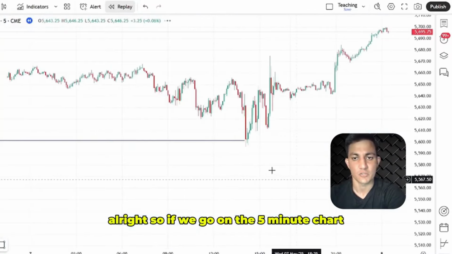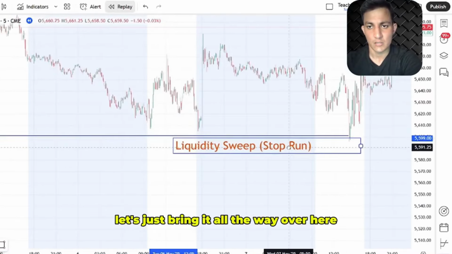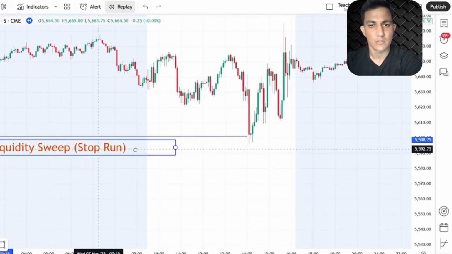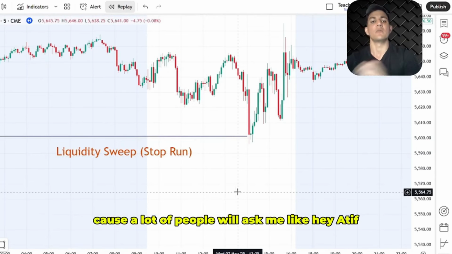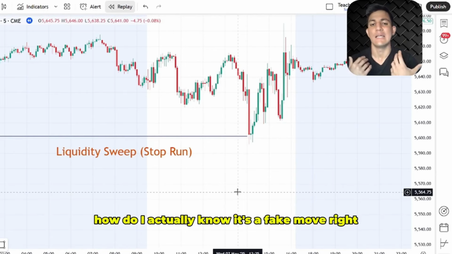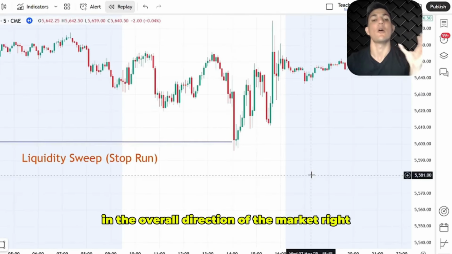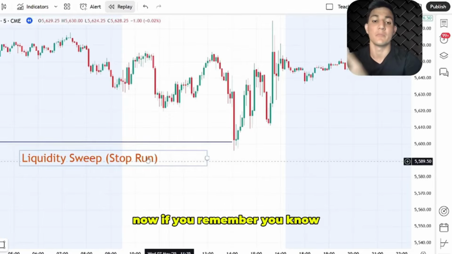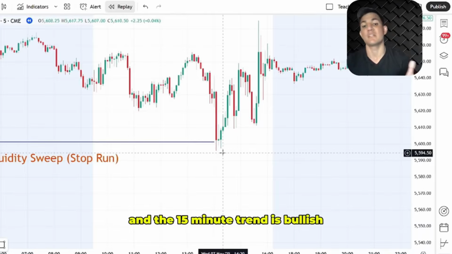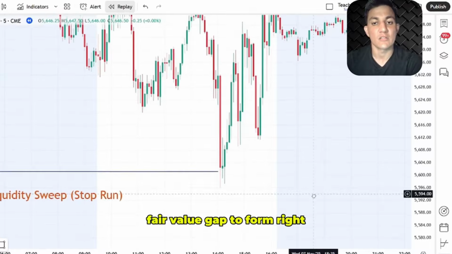So if we go on the 5-minute chart, this blue line is our liquidity sweep. Let's just bring it all the way over here. Now, a lot of people ask me, hey Atif, how do I know it's actually a liquidity sweep? How do I know it's a fake move, right? What I always say is to wait for a fair value gap to form in the overall direction of the market. If you remember, a stop run is going to be in the opposite direction of the overall market, and the 15-minute trend is bullish. So we're just going to look for a bullish fair value gap to form, right?